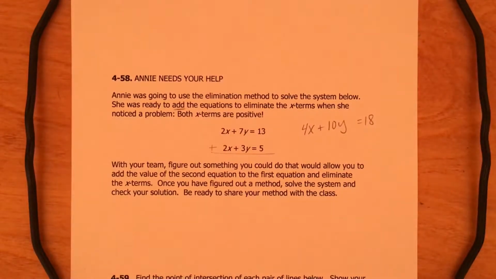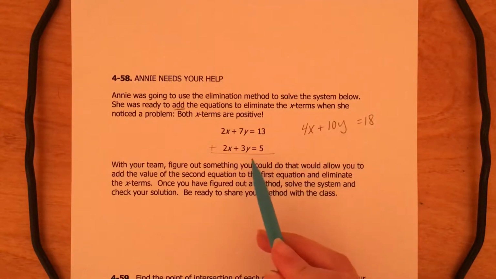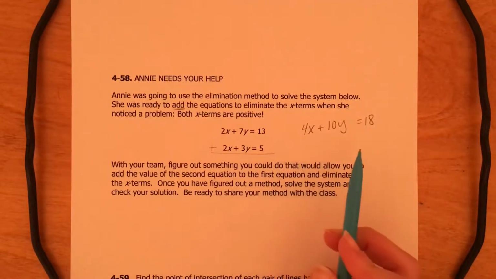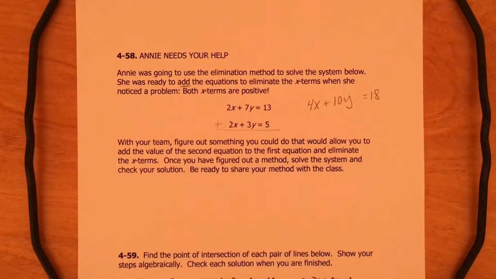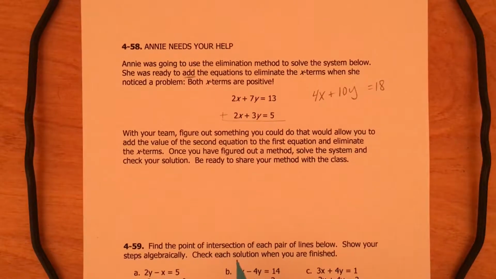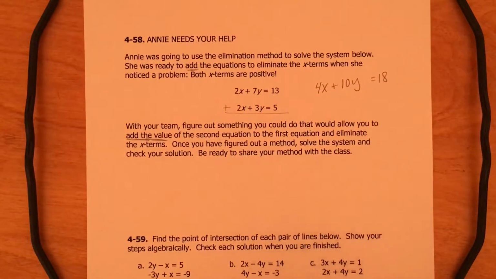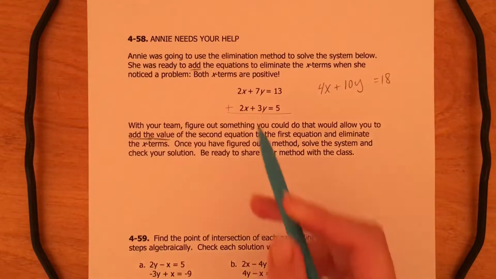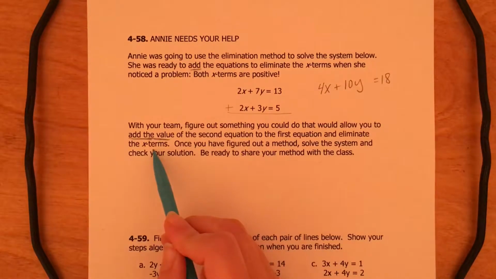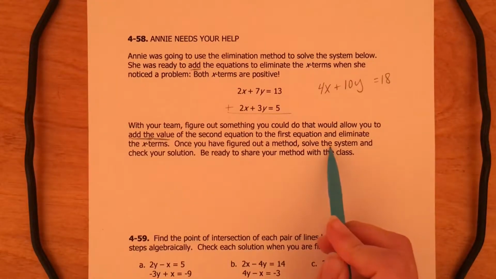The point of the elimination method is to get rid of one of these variables. So if I just add them together how they are, it's not going to get rid of one of the letters. So figure out something you could do that would allow you to add the value of the second equation to the first equation and eliminate the x terms. We still want to add the value, but we need to do something to one of these equations, or possibly both, to make the x's still be eliminated or canceled out. So solve the system and check your solution.